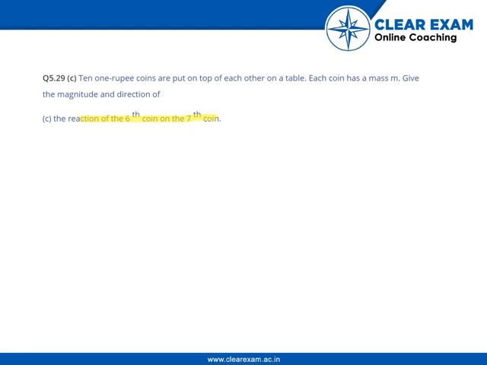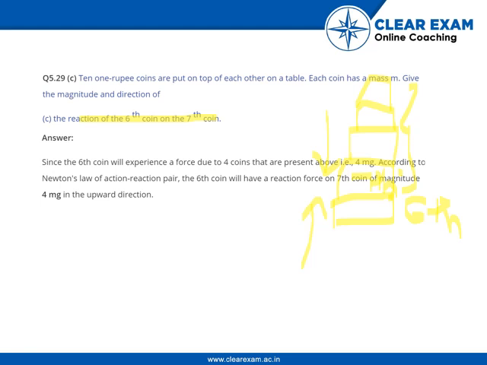The reaction of the 6th coin on the 7th coin. So the reaction would be vertically upwards, as the 7th, 8th, 9th and the 10th coin put their pressure downwards. So as there are 4 coins, the pressure would be 4 mg acting vertically upwards.